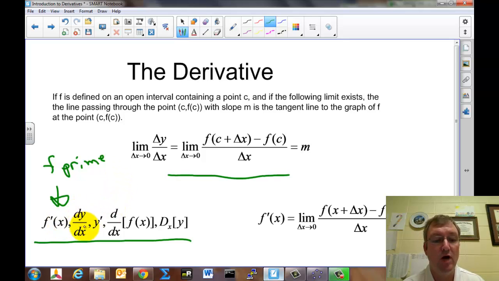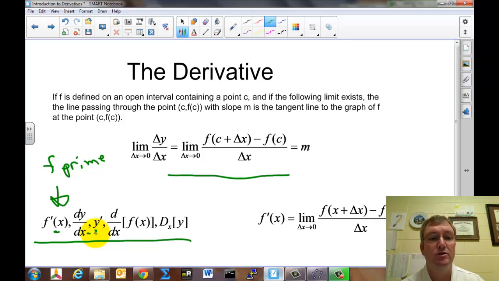This is also a common way to see it written. This would be read as the derivative of y with respect to x, or dy dx is how you'll hear me say it. Y prime means the same thing. And this would mean the derivative of this function with respect to x. All of these are just different ways of writing it. You just need to recognize that. The ones that are most common are f prime, dy dx, and y prime. Those are the three that you'll see the most often. So be sure that you can recognize them as the limit.